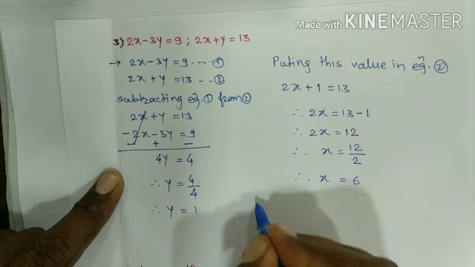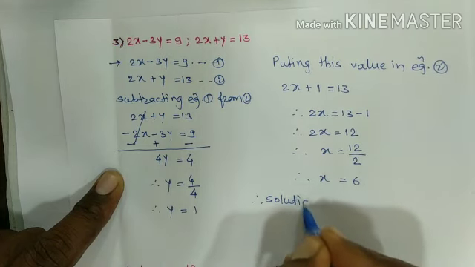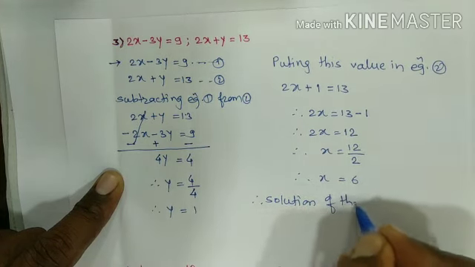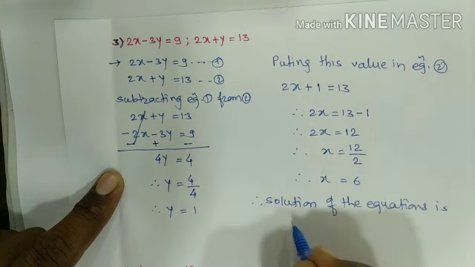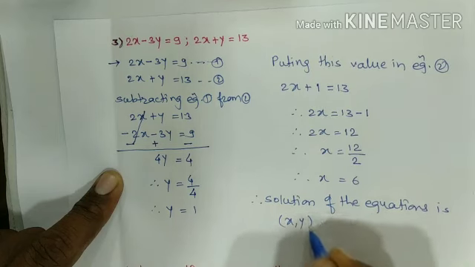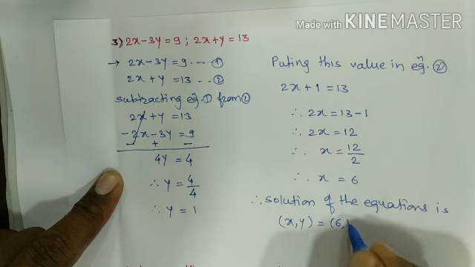and we got the solution of the given equation. The solution of the equation is x comma y equals to 6 comma 1.